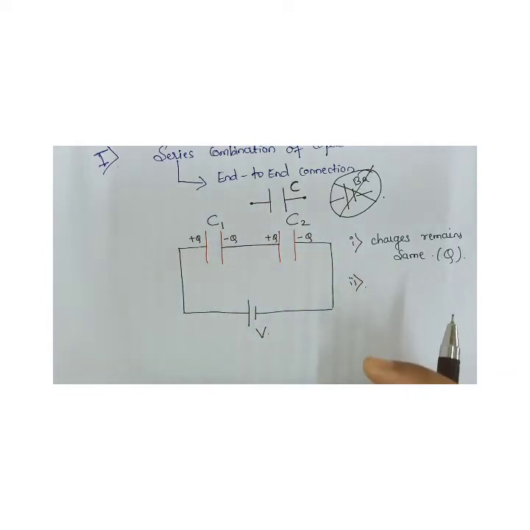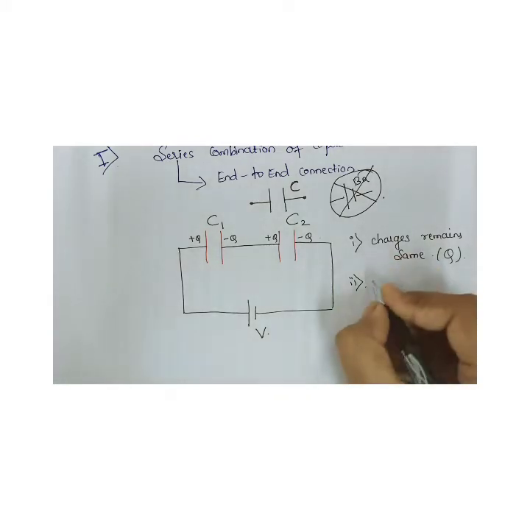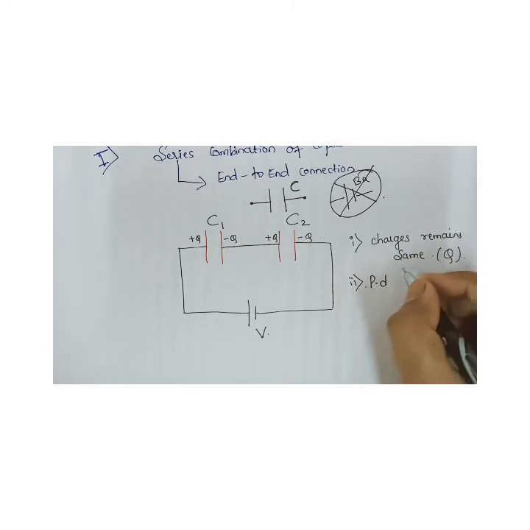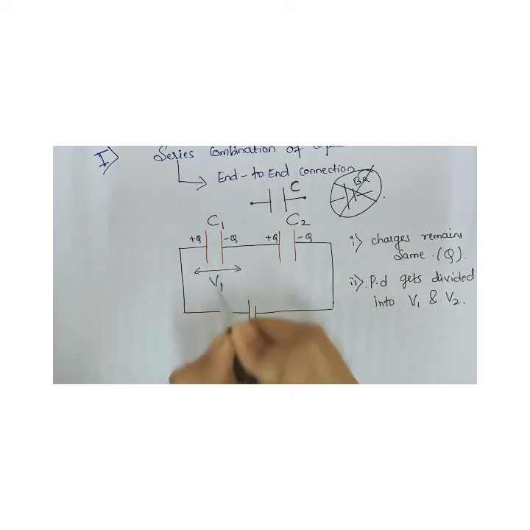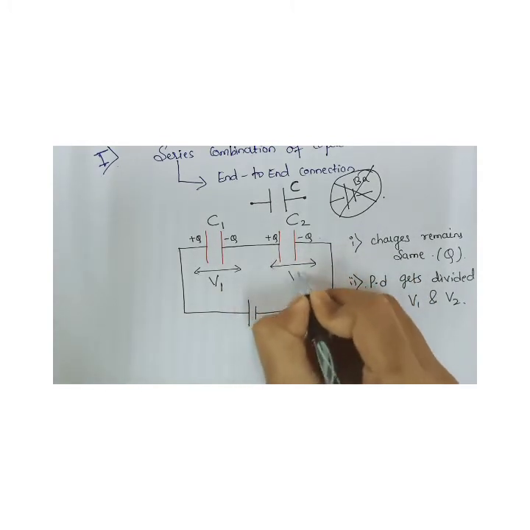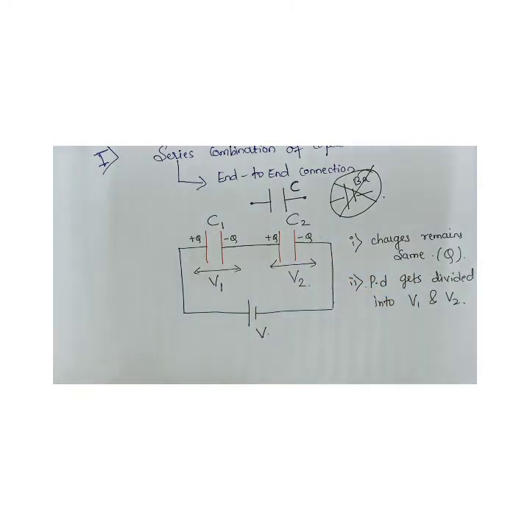See students, one thing you remember: capacitance does not depend upon charge or potential difference. It only depends upon the dimensions and the nature of the material or the medium placed between the two plates. Second thing that happens is that the potential difference gets divided into V1 and V2. Across this capacitor the potential difference is V1, across this it is V2. That's clear. So this is series combination.